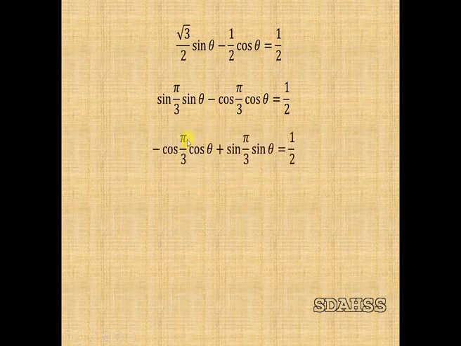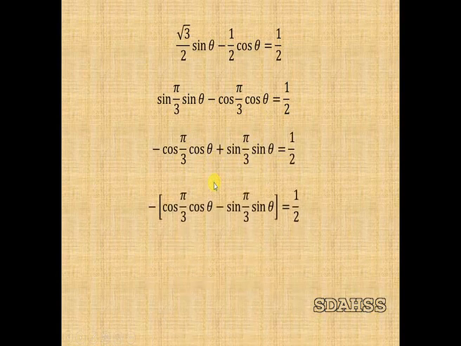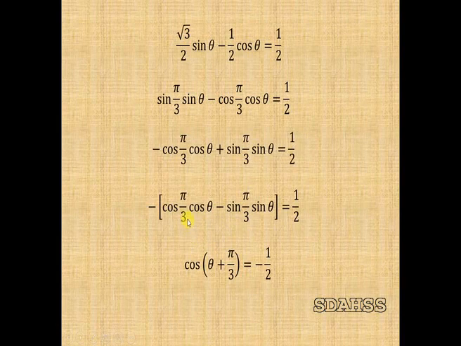This can be written as minus cos pi by 3 into cos theta plus sin pi by 3 sin theta is equal to 1 by 2. Minus is common, so take it outside. So you have minus into cos pi by 3 cos theta minus sin pi by 3 sin theta is equal to 1 by 2. Multiply the whole equation by minus. So you have cos pi by 3 cos theta minus sin pi by 3 sin theta is equal to minus 1 by 2.